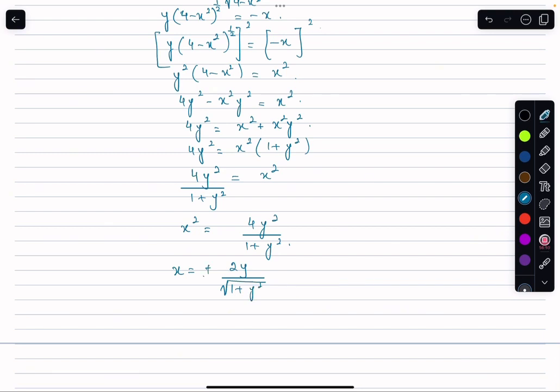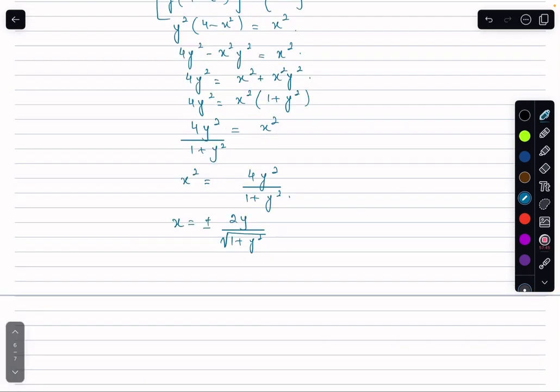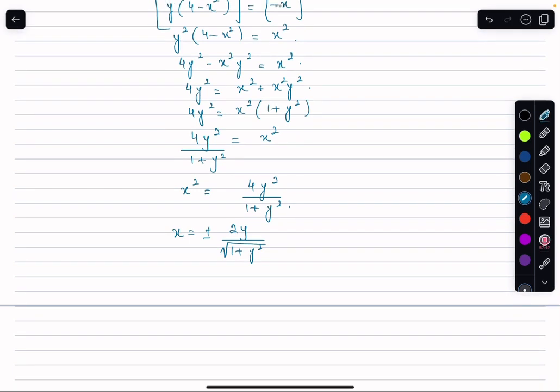So obviously with the positive and the negative sign. Now I need to decide between the positive and the negative signs, and I know that this is basically the inverse function, which is ± 2x divided by under root 1 + x².